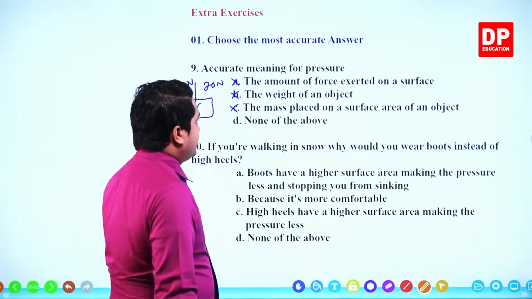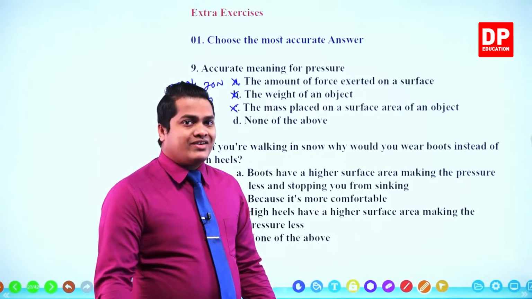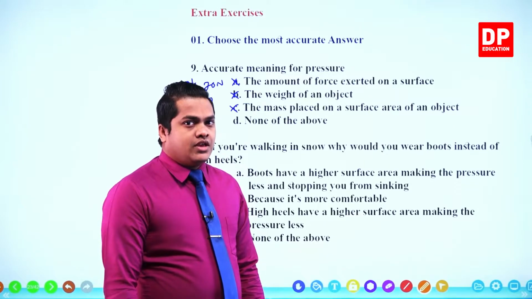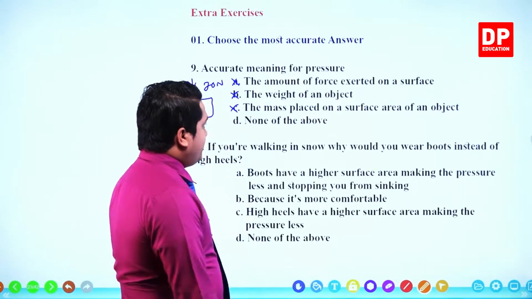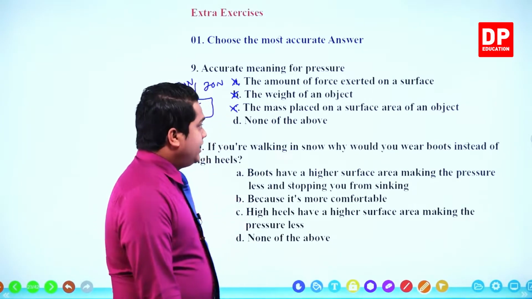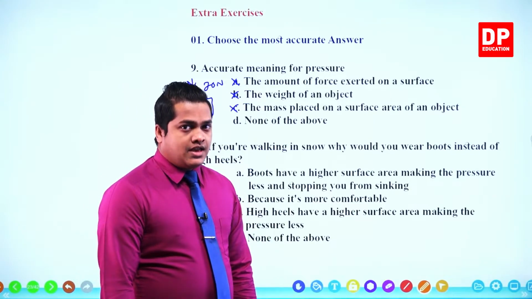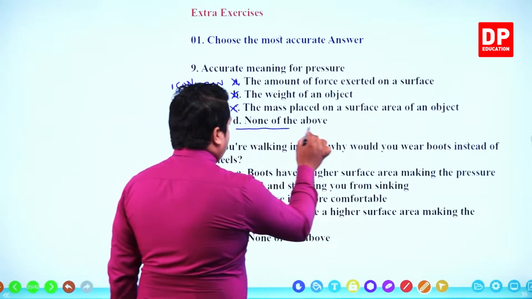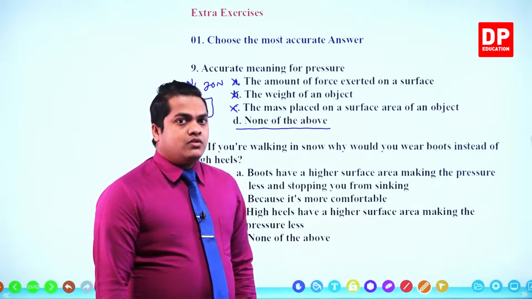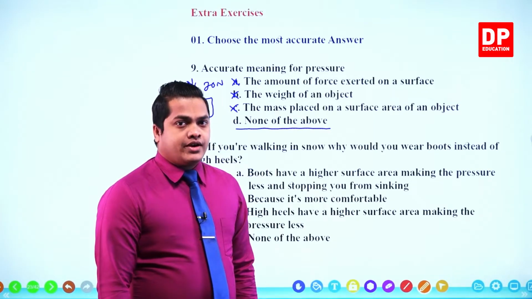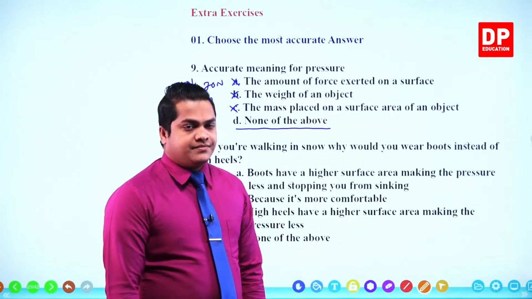That is also incorrect. So my dear children, there is no accurate definition in here for the pressure. It's not the amount of force placed on a surface, it's not the weight of an object, it's not the mass which is placed on a surface area. Then here you have to take the answer as none of the above. None of the above definitions correctly match with the pressure. So therefore our answer is D.